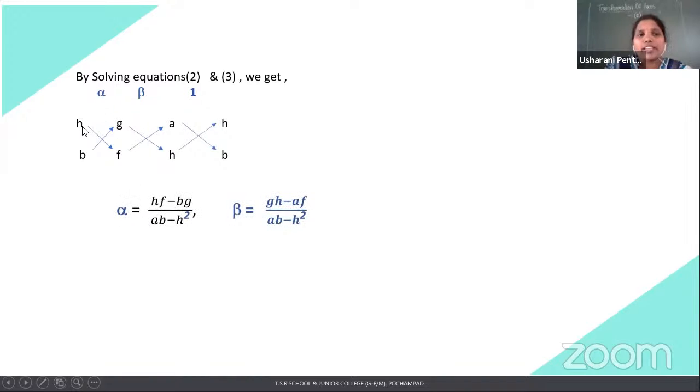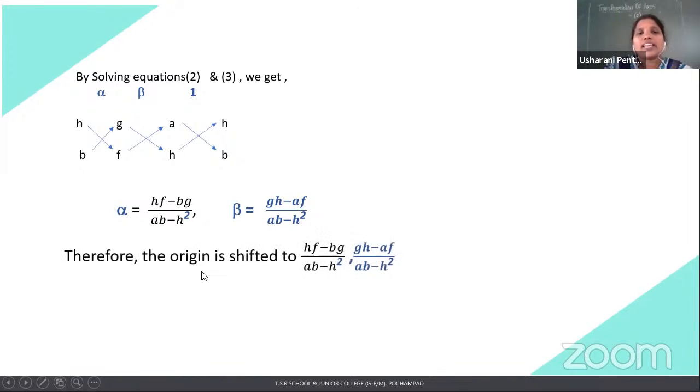Alpha can be found as (hf minus bg) by (ab minus h square). In a similar way, beta can be found as (gh minus af) by (ab minus h square). Therefore, the origin can be shifted to this point, alpha comma beta, that is (hf minus bg) by (ab minus h square), and (gh minus af) by (ab minus h square). This result can also be used as a formula.